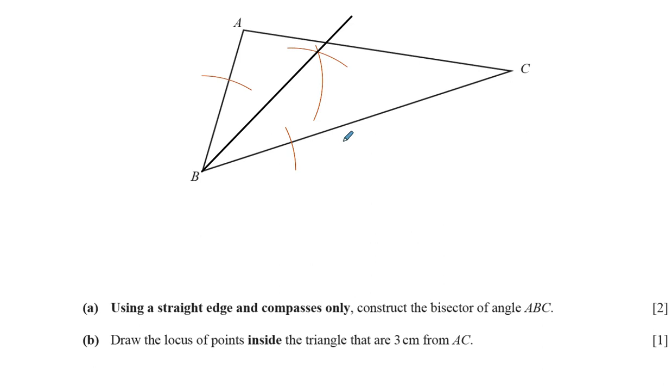And the locus of points which are equally distant between two straight lines which intersect, like AB and BC, would be what we just constructed now, which is the angle bisector. Every point on this line is equally distant from AB as it is from BC. If I was to draw the perpendicular distance of this line from BC and this line from AB, it would be exactly the same. So that's an angle bisector.